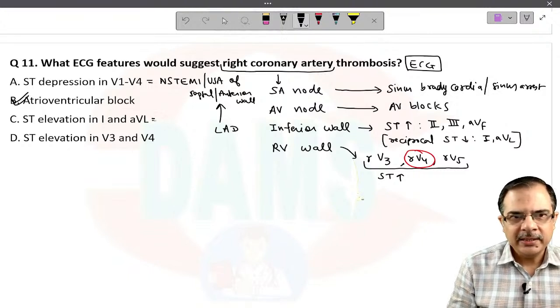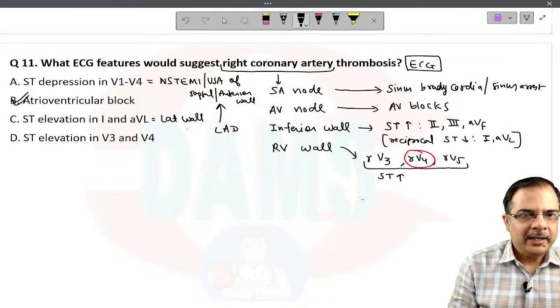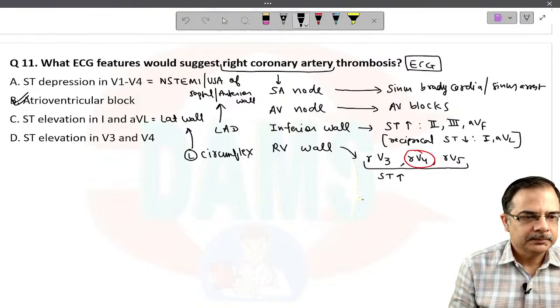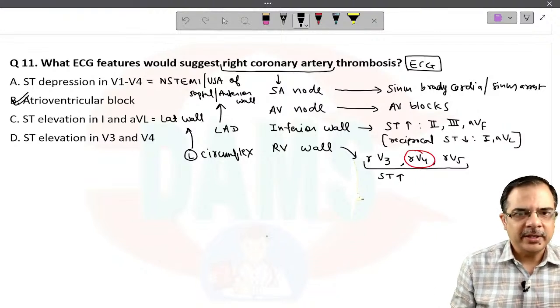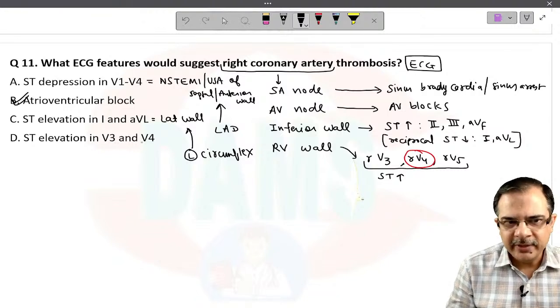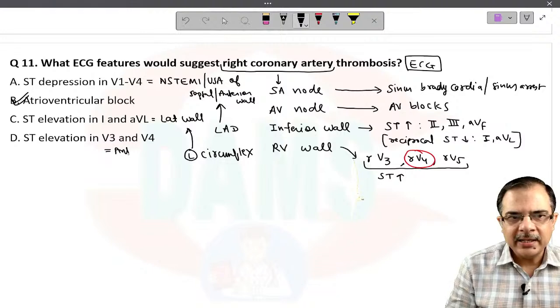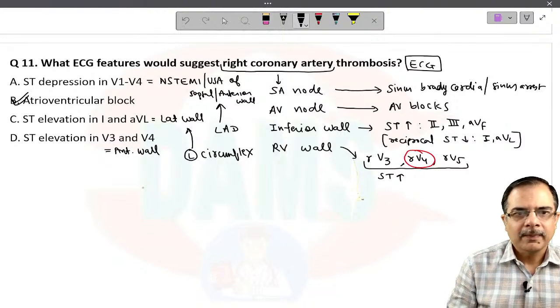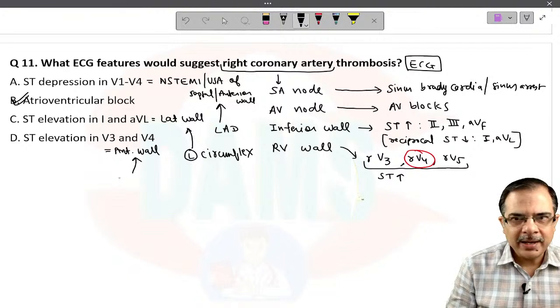1 and AVL represent the lateral wall, and the lateral wall is supplied by the left circumflex artery. Then D option, ST elevation in V3 and V4. So V3 and V4 represent the anterior wall, and the anterior wall is supplied by the left anterior descending artery.